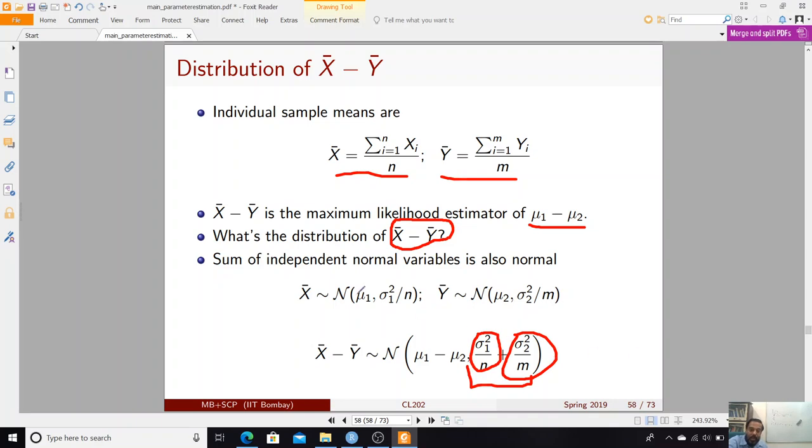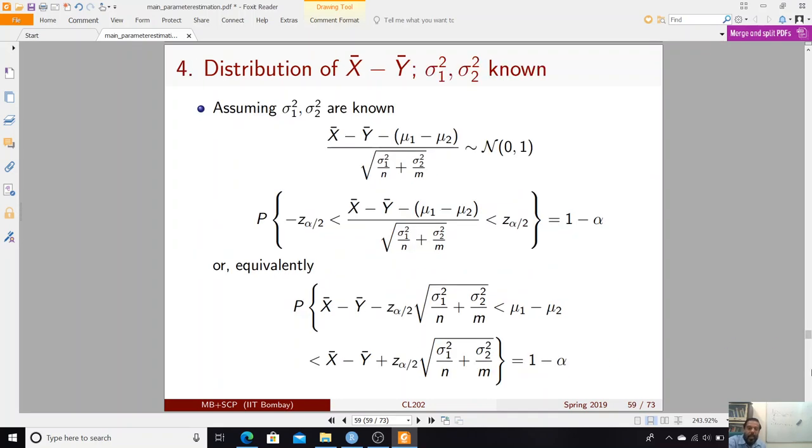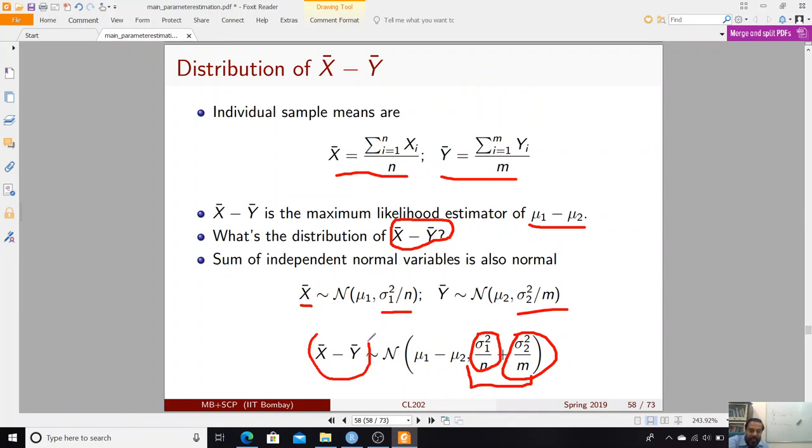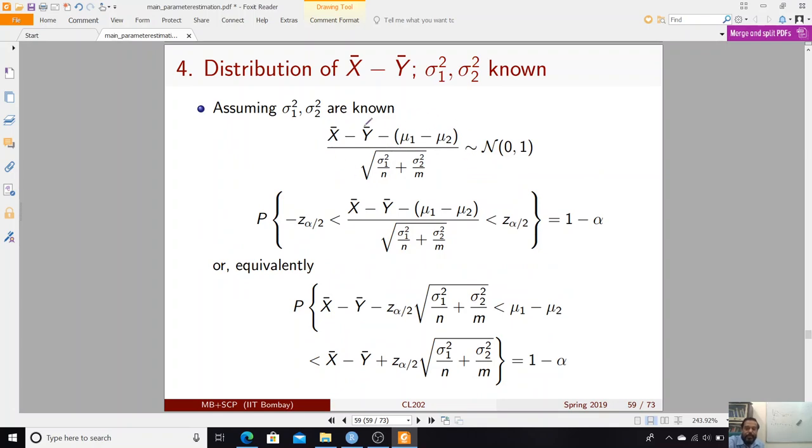So sigma 1 square by n is the variance of x bar, and sigma 2 square by m is the variance of y bar. So the variance of x bar minus y bar is this, and you can verify that even the variance of x bar plus y bar would have been the same. We have done this enough times now, so you know how we will proceed. We know the underlying distribution, so we'll subtract out the mean, which is mu 1 minus mu 2, and we will divide by the standard deviation. Then the standardized variable will be distributed as the unit normal. The moment you do that, you can write down the probabilities for that standardized variable, and as we have done before, it turns out that the probability that the standardized variable lies between minus z alpha by 2 and z alpha by 2 is 1 minus alpha.